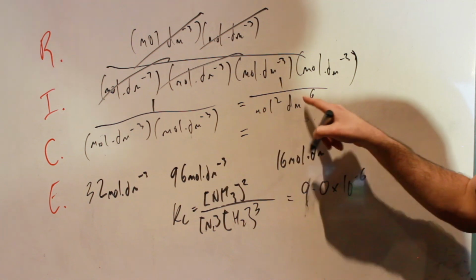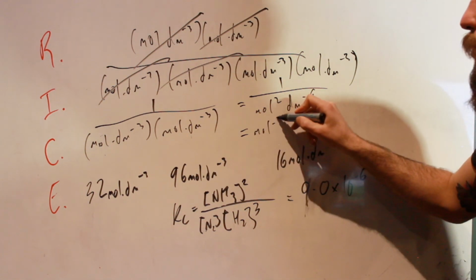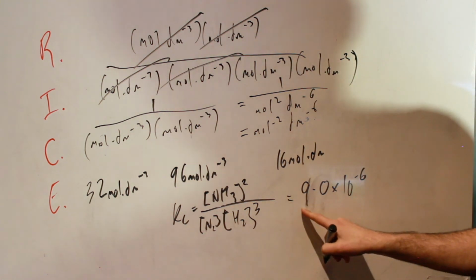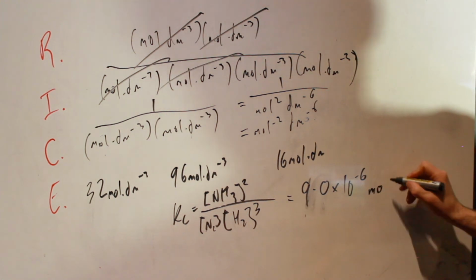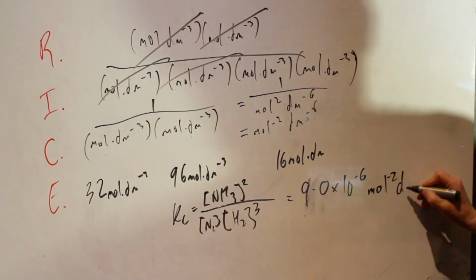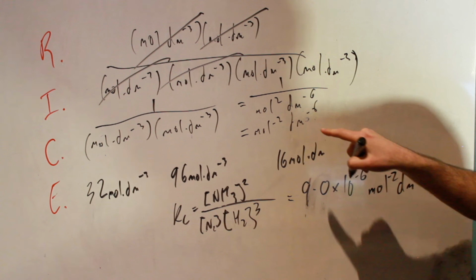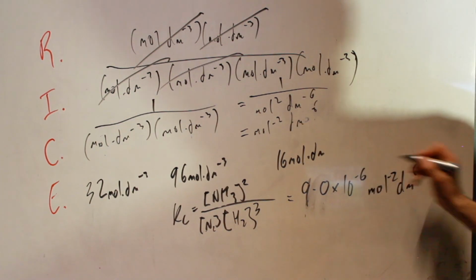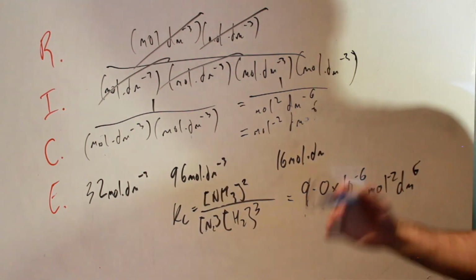If I make these signs the opposite, we will end up with moles to the minus 2, decimeter to the minus 6. So all of this to say, this is going to be 9.0 times 10 to the minus 6, moles to the minus 2, decimeter to the 6, because we're inverting that number, aren't we? We're making that minus into a positive.